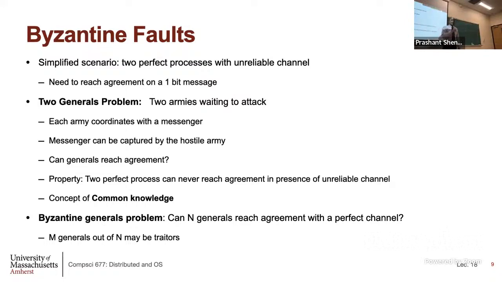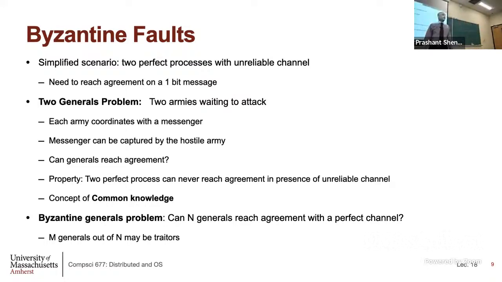Now we will try to solve a different problem. In this case, we will assume that the network is reliable. There's no problem. We'll assume that you can use TCP or whatever we want. The network is not the problem, but one of the processes is actually faulty. This is the problem that we were trying to address.